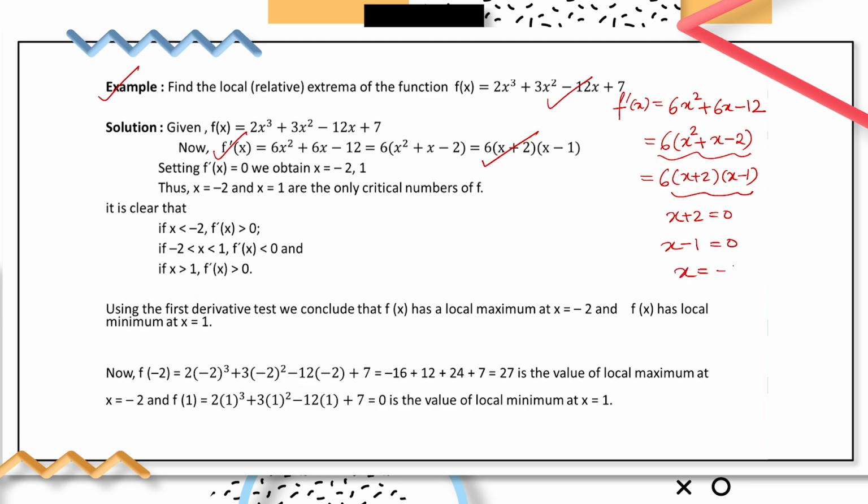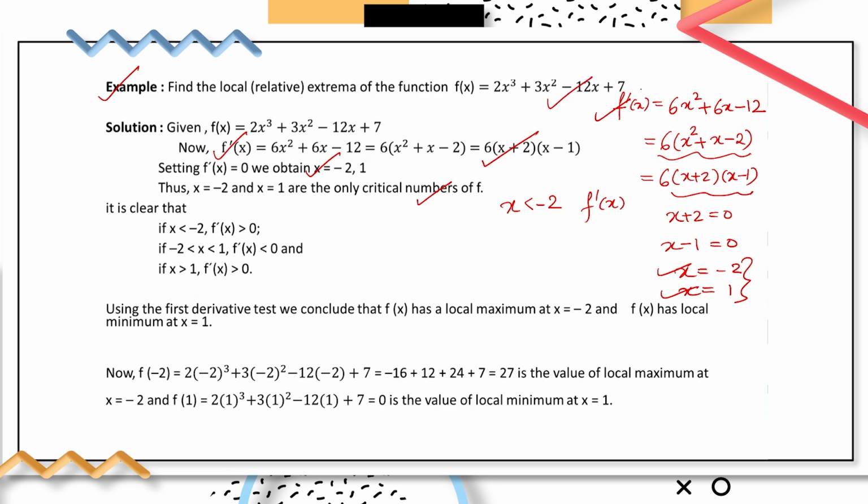That means x equal to minus 2 and x equal to 1 are the critical points, or critical numbers, of the function f. Now we understand how the polarity of the sign is changing. Since these two are the critical numbers, minus 2 and 1, we substitute values less than minus 2 in the first derivative, that is f dash x, which is 6x square plus 6x minus 12.